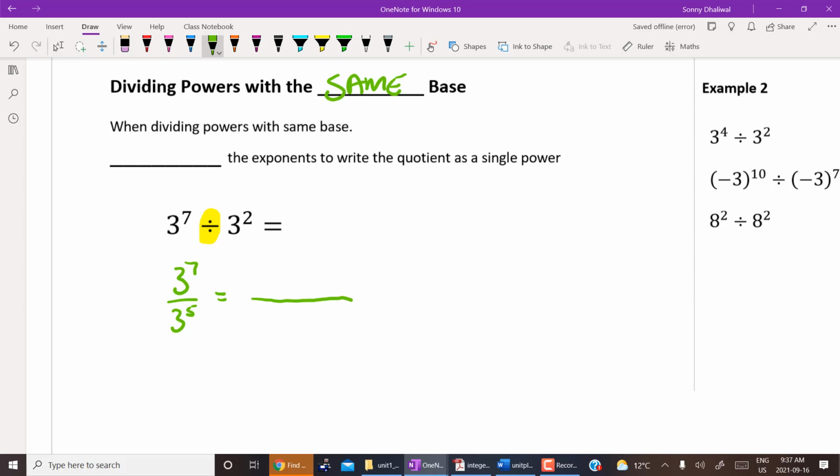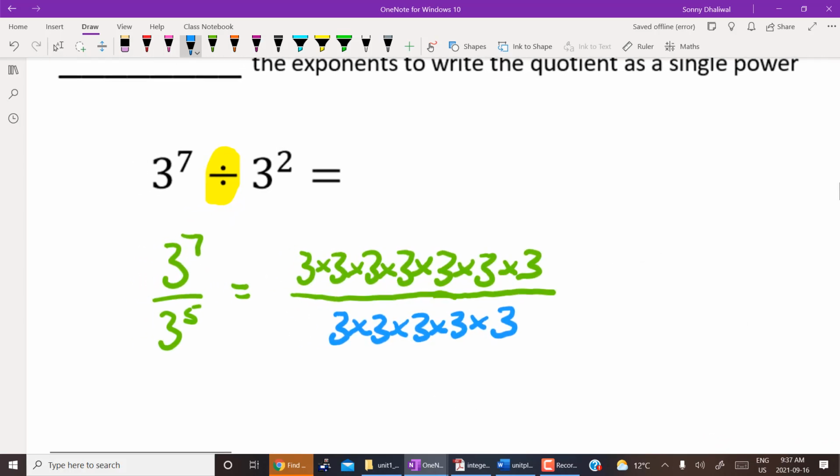3 with an exponent 7 means that 3 gets repeated 7 times. So we go 1, 2, 3, 4, 5, 6, 7. And a 3 with exponent 5 means that 3 gets repeated 5 times. 2, 3, 4, 5. Give me a second to write that out.